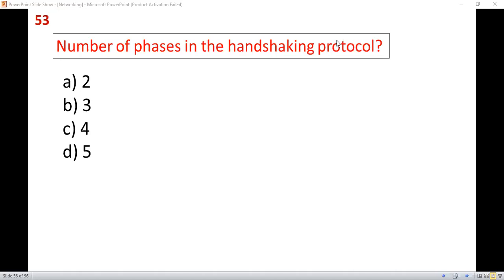In the second phase, the server sends its certificate and server key exchange, and ends phase two by sending the server hello done packet. In the third phase, the client replies to the server by sending its certificate, and the client will exchange its key here. In the fourth phase, change cipher suite occurs, and after this the handshake protocol ends. So the answer for this question will be four, because we are using four phases.